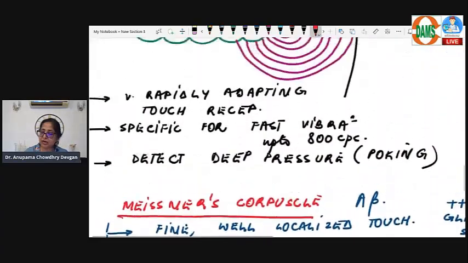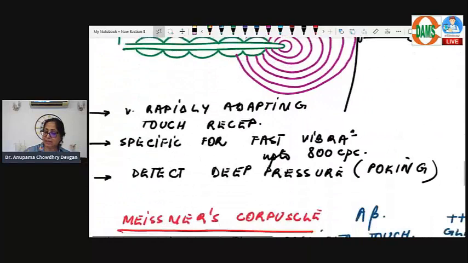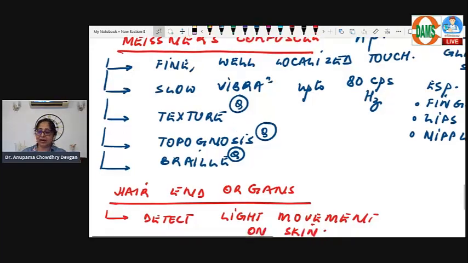As far as the rapidly adapting receptors are concerned: the Pacinian corpuscle, and the Meissner's corpuscle, which is also an encapsulated nerve ending. It is an encapsulated A beta fiber. Meissner's corpuscle is specific for fine, well-localized touch, slow vibration, texture, topognosis, and Braille and hair end organs.